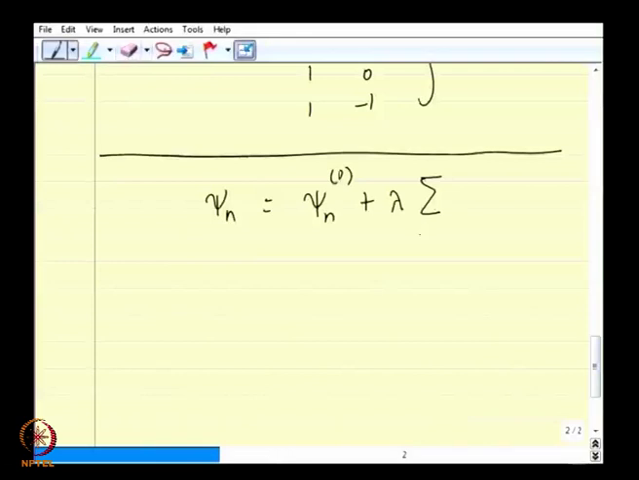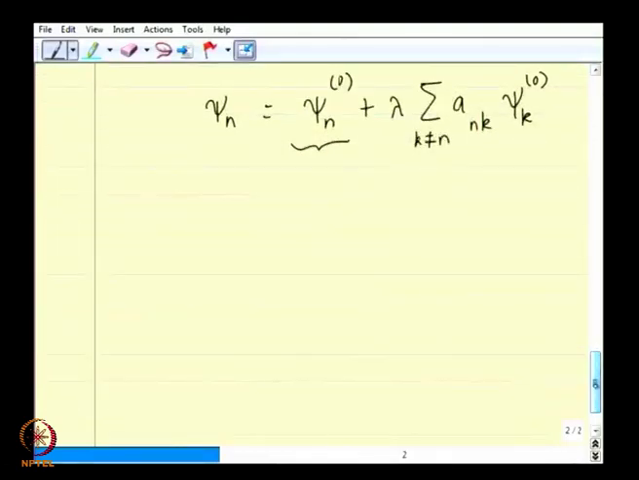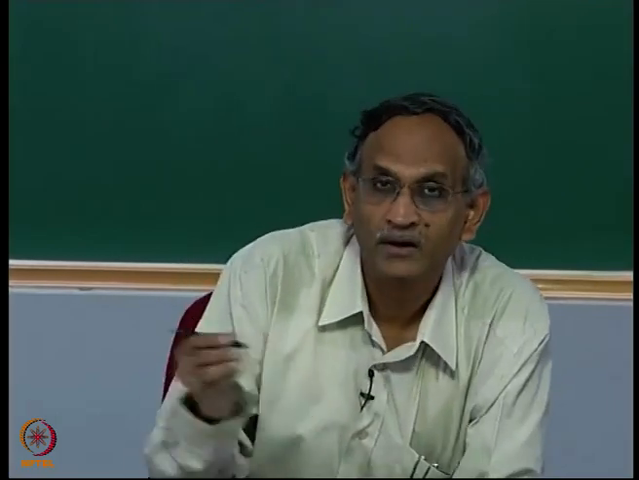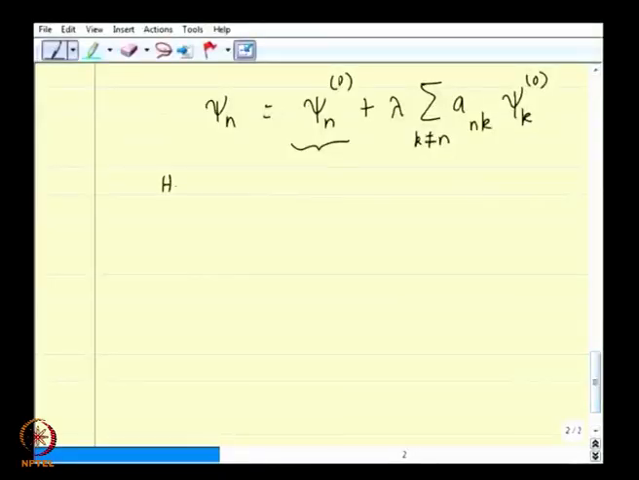If you recall, the correction to the first order was the sum over k not equal to n of a n k psi k0. Now here, if the state n corresponds to degeneracies, then please remember that any linear combination of degenerate wave functions is also an eigenfunction of the zero order Hamiltonian. So let me write that in a statement.